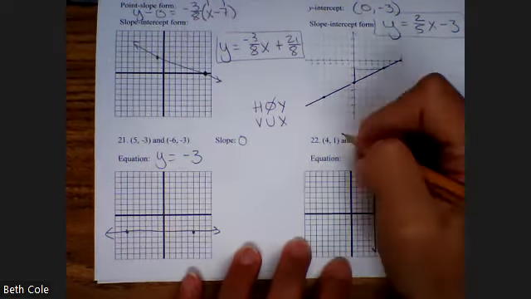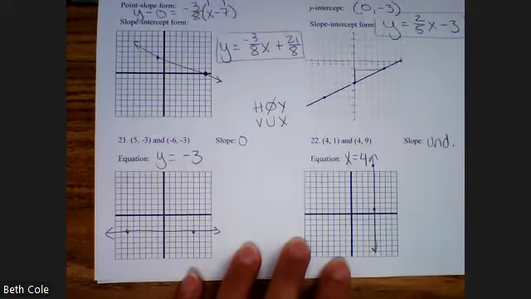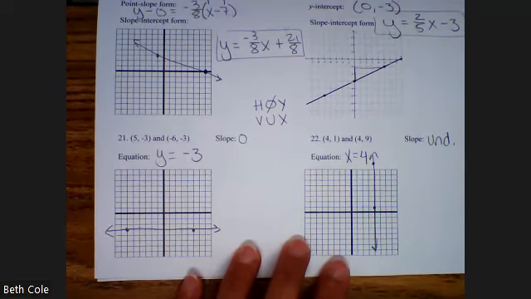Anyway, this would be x equals what? 4. Sorry, my brain went silly for a second. X equals 4 for that.